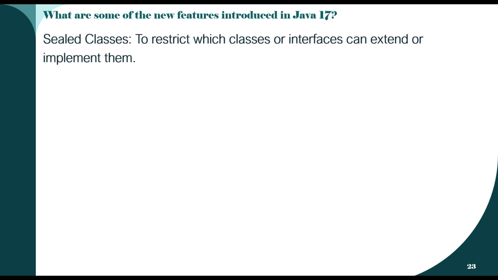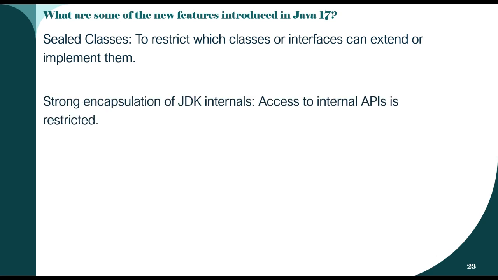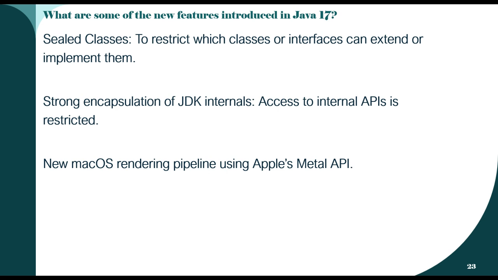The first and most important one, I would say, is the sealed class feature, which restricts which classes or interfaces can implement or extend them. So not everybody can implement or extend it; there is some restriction imposed. There is also strong encapsulation of JDK internals, where some internal APIs are restricted. There is also a new macOS rendering pipeline using the Apple Metal API. Those are the features introduced in Java 17. This was not very major, but the sealed class feature is quite important.